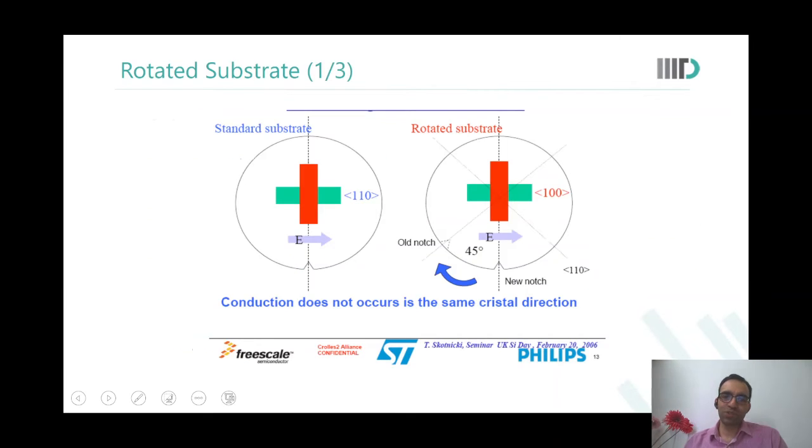So this is the next slide. If you rotate the wafer, what happens? Until, I would say, 2002, 2004, 2006. So this is February 2006. Look at this. Until this time, wafers were made in this kind of a format, 110, such that your current would flow in the 110 direction. But Thomas Skotnicki proposed in 2006 to rotate the substrate such that current would flow in the 100 direction.